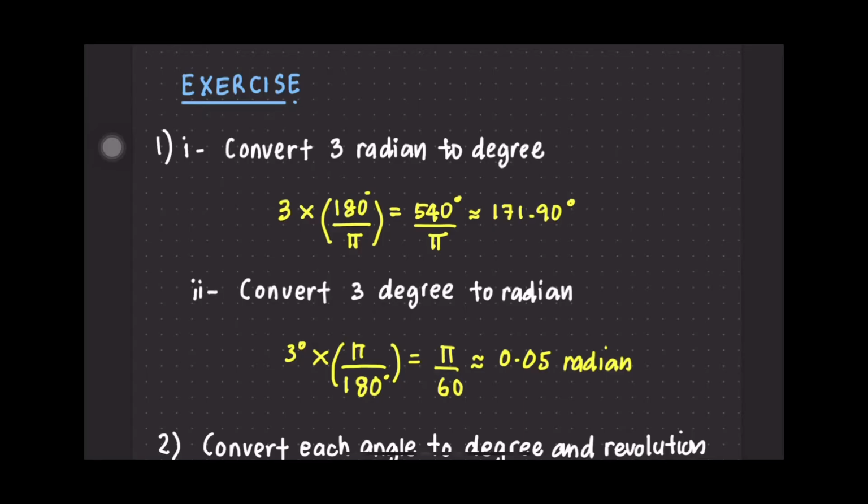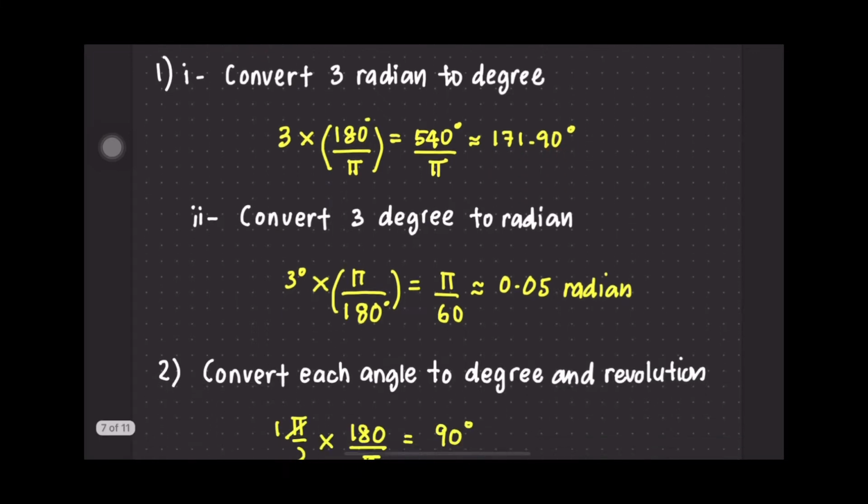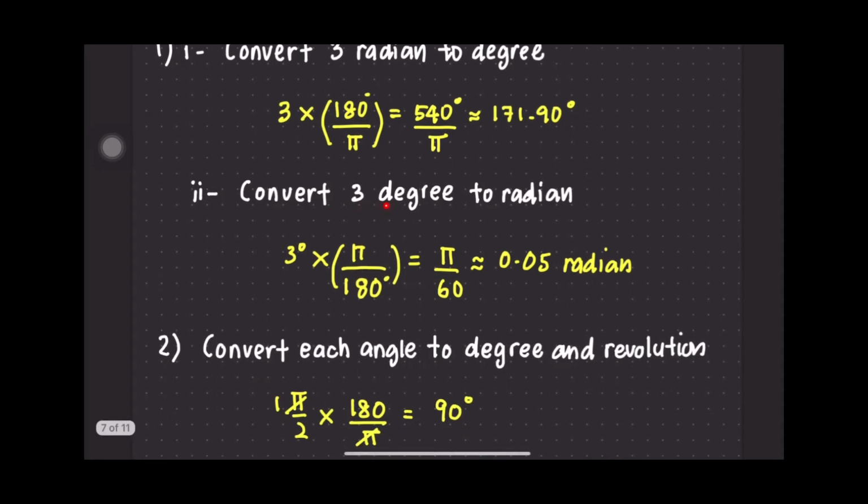Okay, this is a simple exercise. Convert 3 radian to degree. So 3 radian kena bahagi dengan benda radian juga. Jadi 3 kali 180 bahagi dengan pi is equal to 540 degree divided by pi. So equivalent to 171.90 degree.